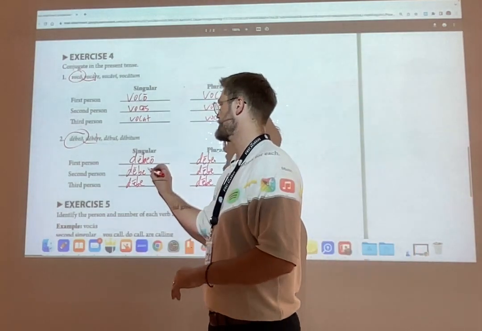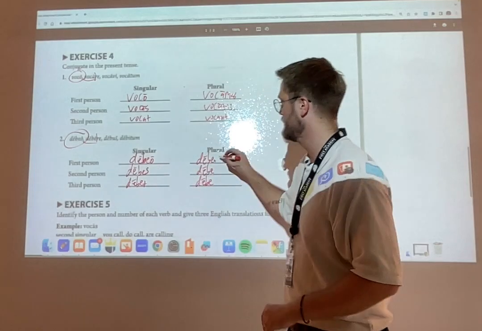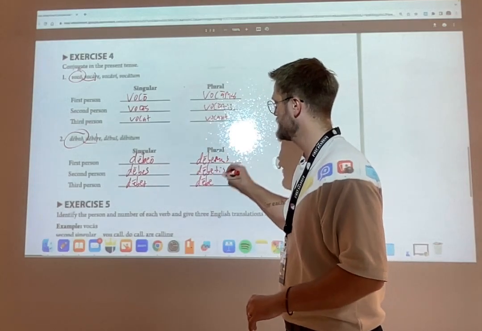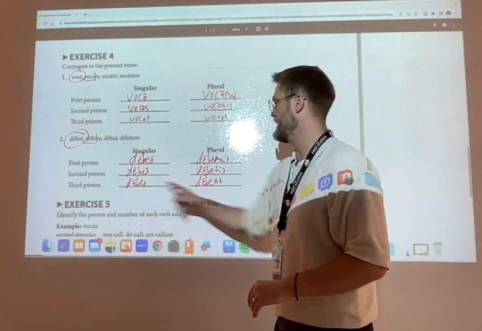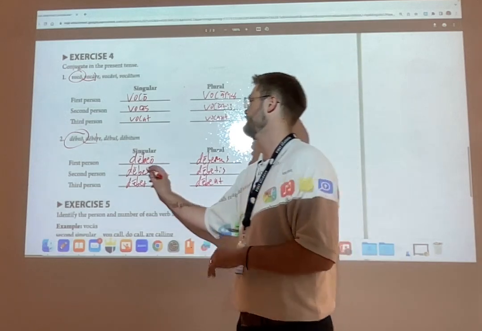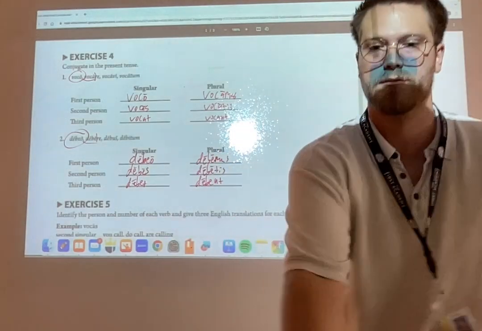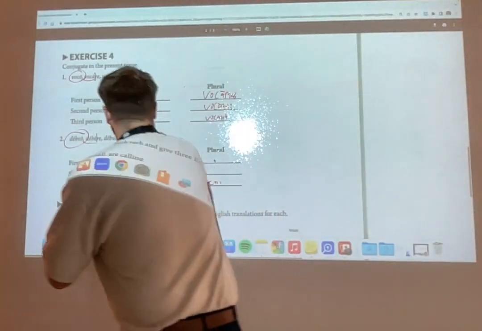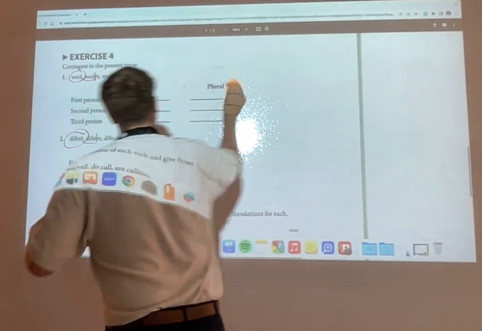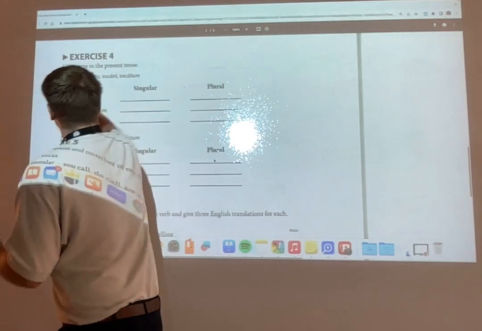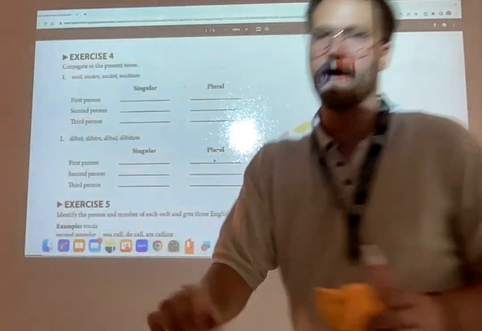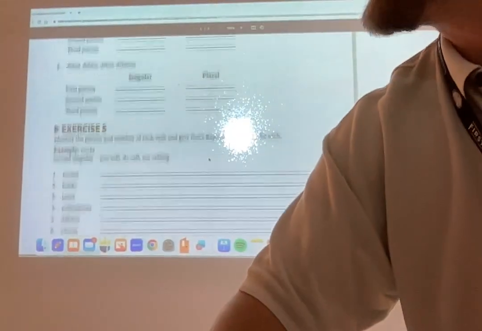All right? The endings are now -s, -t, -mus, -tis, -nt. The words that end in T are not going to have a macron. The other ones, first and second person, do. All right? So there you go. Those are your conjugation exercises. And then we have exercise 5, which starts getting into translating.